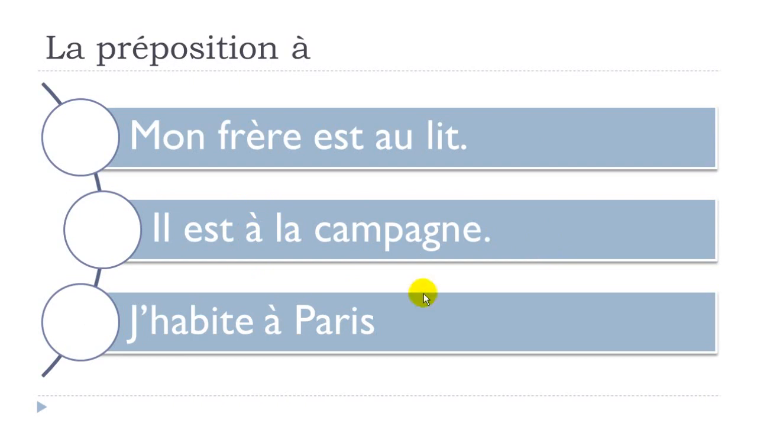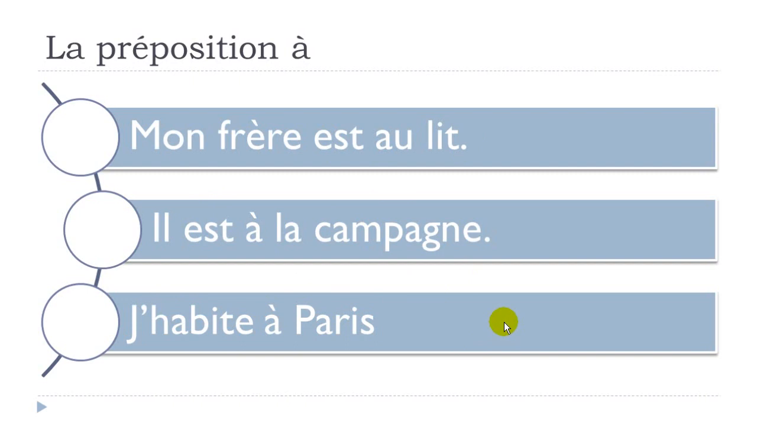And then the last one, if you want to introduce a town, you want to use this habiter. Habiter is to live. J'habite à Paris. You can see we don't put any articles, just the name of the town. J'habite, I live in Paris. J'habite à Paris. So, mon frère est au lit. Il est à la campagne. J'habite à Paris.